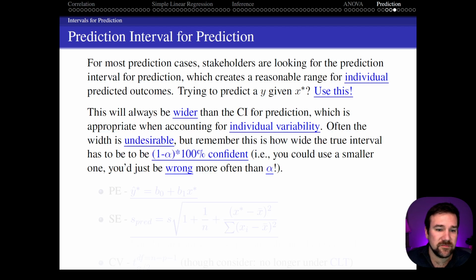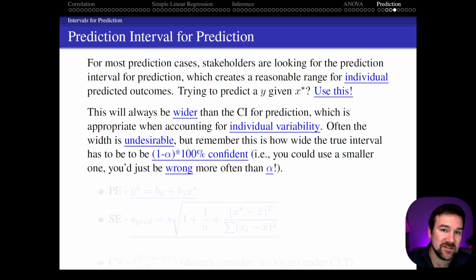All right. So it's worth noting, what's a big distinction? This one is always going to be wider. It's always going to be less precise than the confidence interval for prediction. And this is correct. It's because individual variability varies a lot more than mean variability. So mean variability is going to be relatively small compared to the extra individual variability that we have to take into account when trying to predict an individual value.